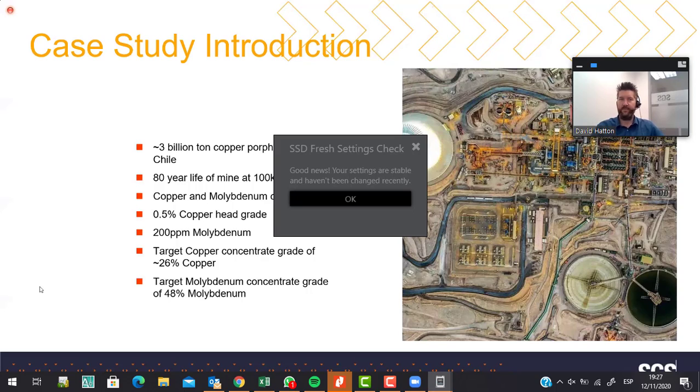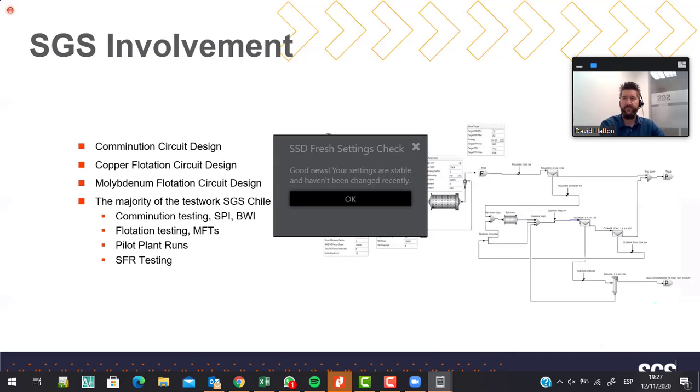The project that I'm going to talk about today is a very interesting project for us. In fact, many of the tools and technology that we've developed over the years has been developed while working on this project. It's a very large copper moly concentrator, due to come online next year. Anyone in Chile would be familiar with this, and there are some details of the operation of this circuit shown in the slide.